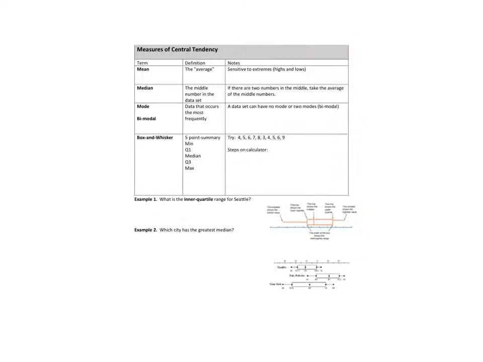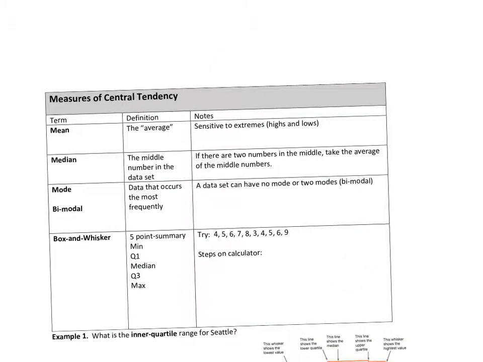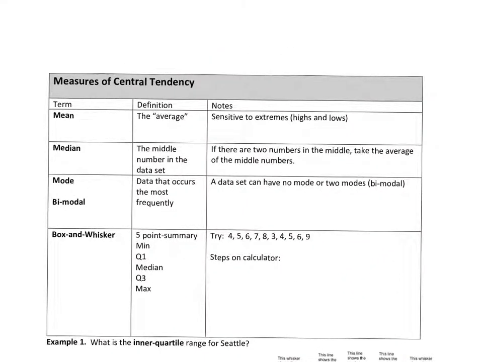This lesson is about measures of central tendency and a little bit more about box and whisker plots. There are 3 different measures of central tendency. The first one is called the mean. That's the average. On your calculator, when we get to do our statistics, this symbol is going to be x with a bar over it. So that means the average.